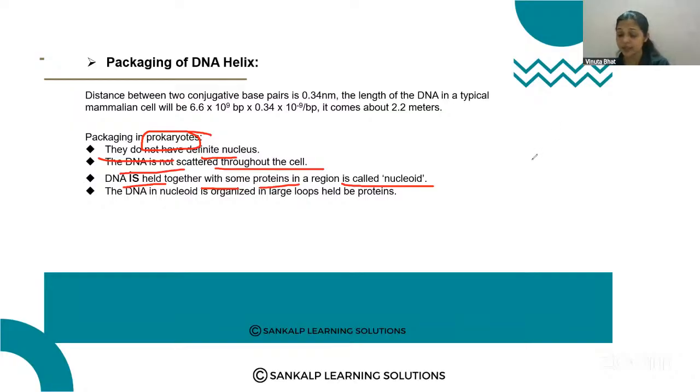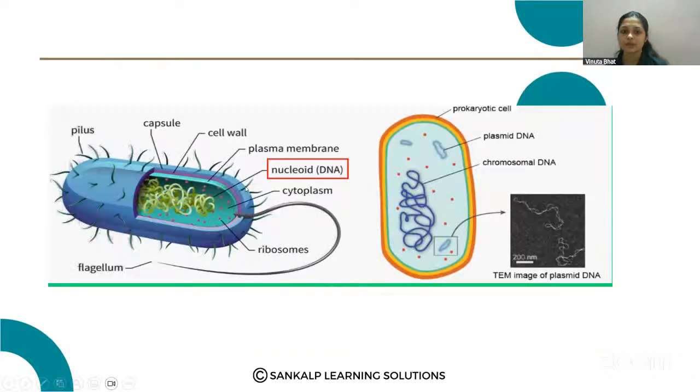In the case of prokaryotes, DNA is packaged with some proteins in the nucleoid. The DNA in the nucleoid is organized in large loops held with proteins. That is how DNA is packaged in prokaryotes. So this is the nucleoid region in bacteria.